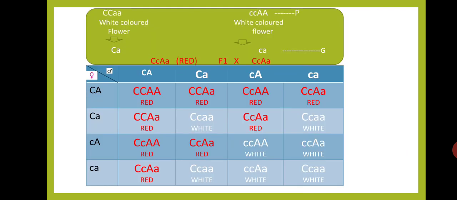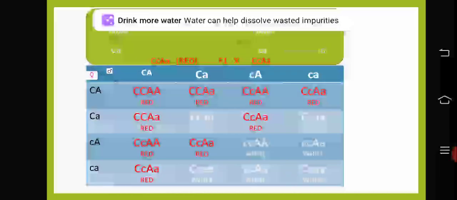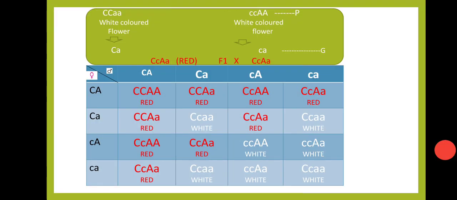This table shows the explanation: the genotype CCaa is a white colored flower, and another plant, ccAA, is also a white colored flower. Both are crossed to form the new progeny, that is CcAa, a red colored flower. This is the F1 generation and it is crossed selfly. Then the new progeny is formed.